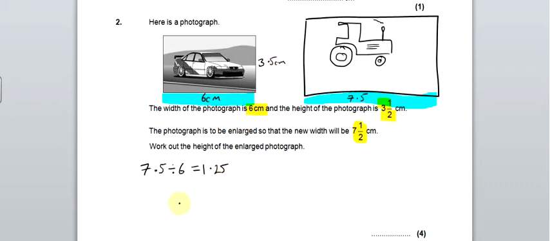So all we have to do now is take our 3.5, multiply it by our scale factor of 1.25 to get our new length, which is 4.375. 4 3/8. That's the new height there. And that's the answer. And I just put the units on because they've not written them down.